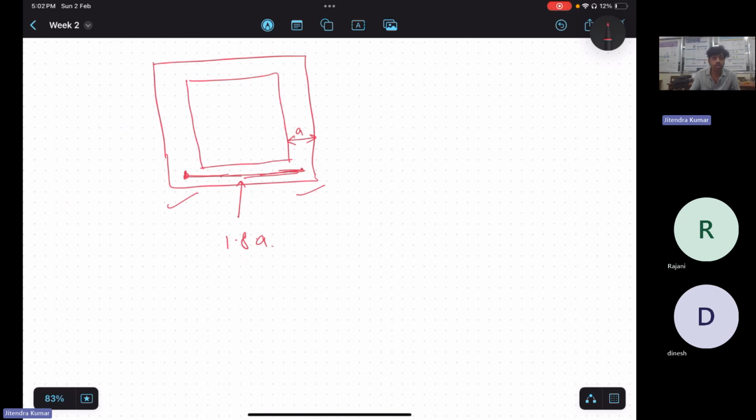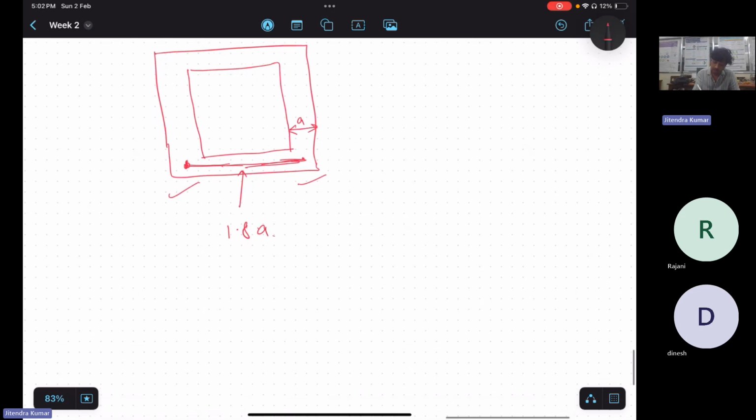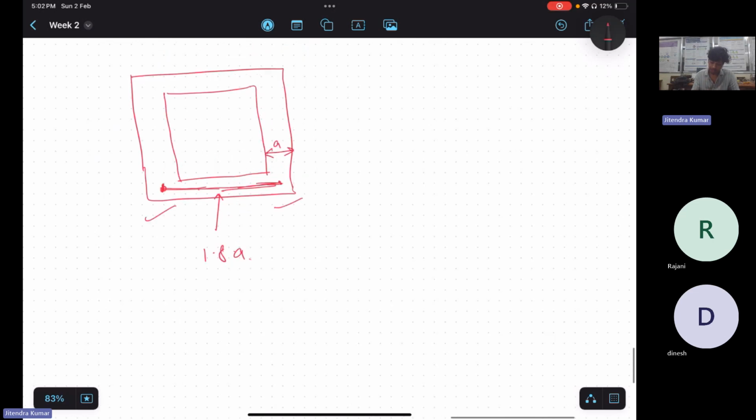Because width of the largest stamping is given, right? Width of the largest stamping is given as 0.8 D, and D we have already calculated. So this A, this entire distance between limbs also we will be able to calculate. Okay, it might be confusing, but see, go step by step. This 1.8 times A is given here.